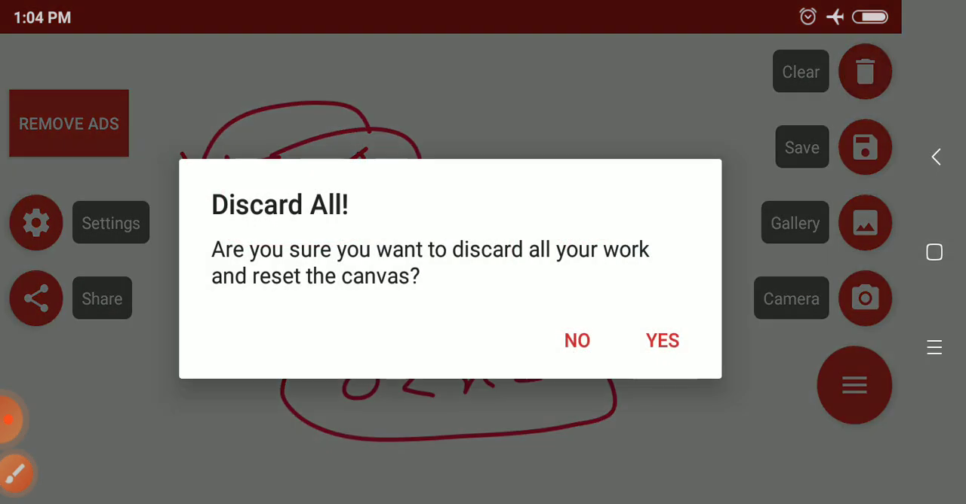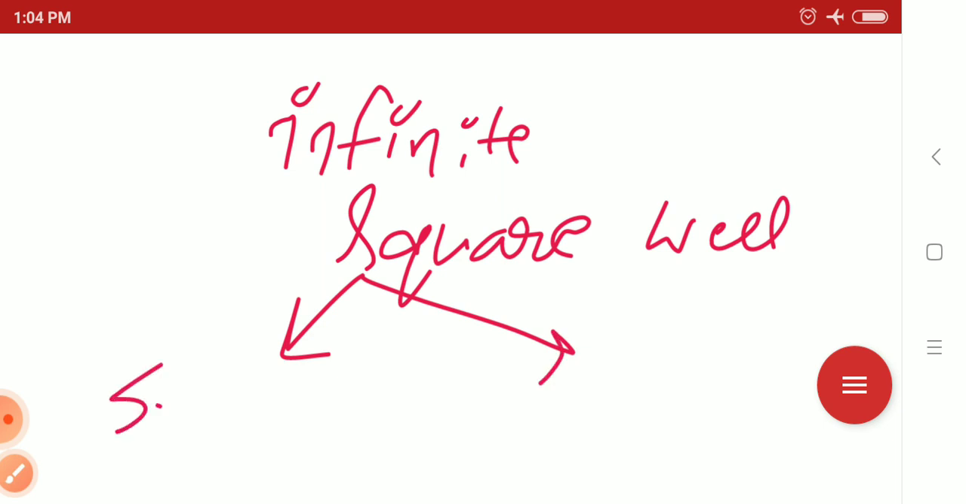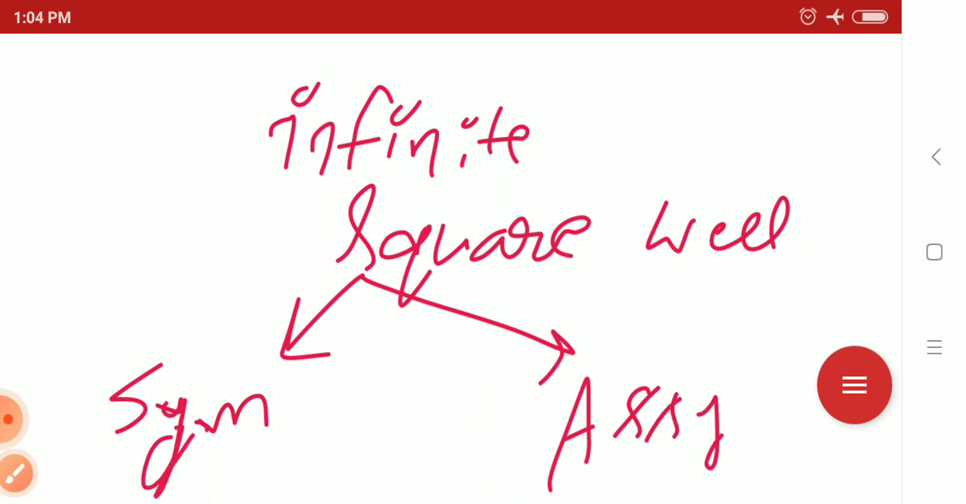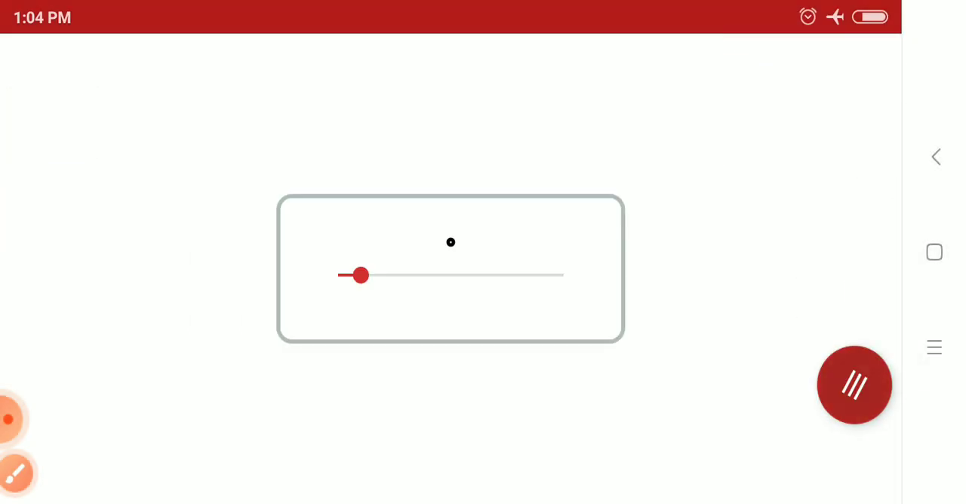How many types of infinite square well potential are there? There are two types of infinite square well potential: one is symmetrical, one is asymmetrical. Let me discuss what a symmetrical and an asymmetrical infinite square well potential box is, so that it will be clear.